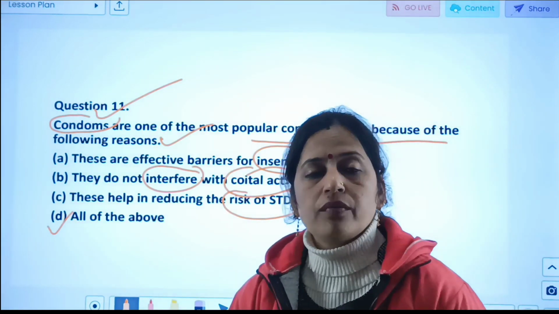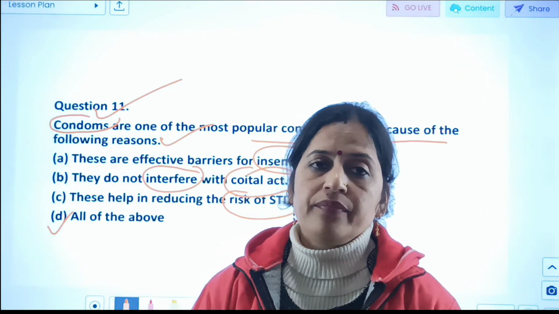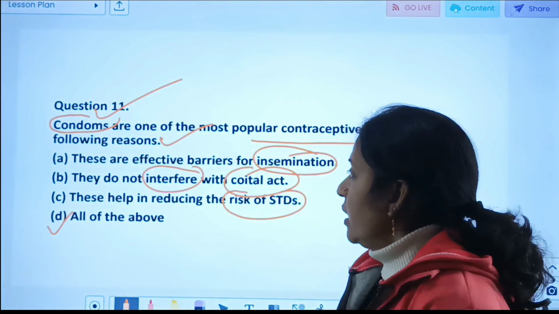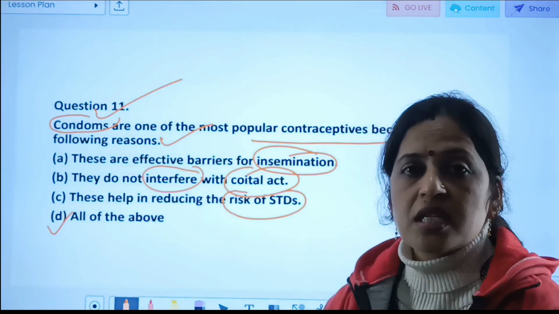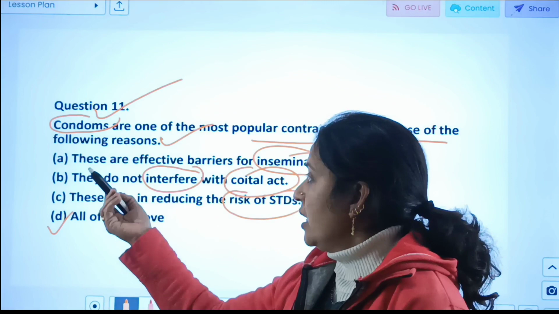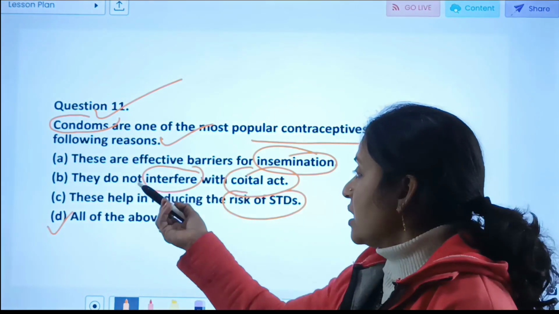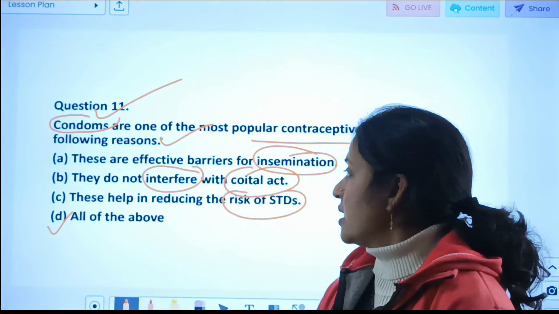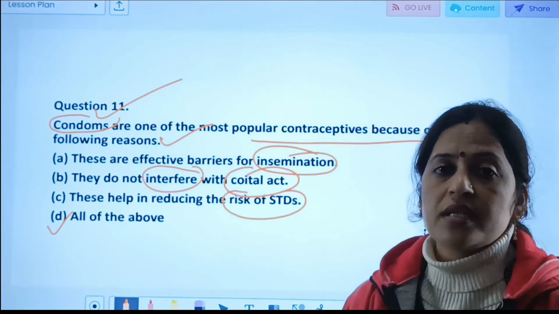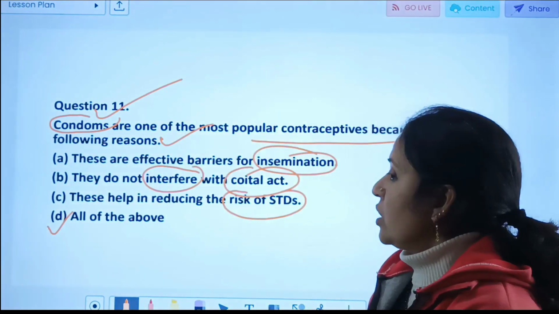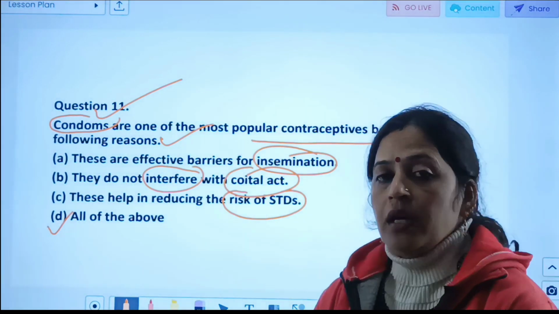So condoms are one of the most important effective contraceptives due to the following reasons. Number one, these are effective barriers, especially for the insemination. Second, they do not interfere with the coitus or coital act. Third, they help in reducing the risk of the sexually transmitted diseases. And the last one is all of these. So it is your question number 11.